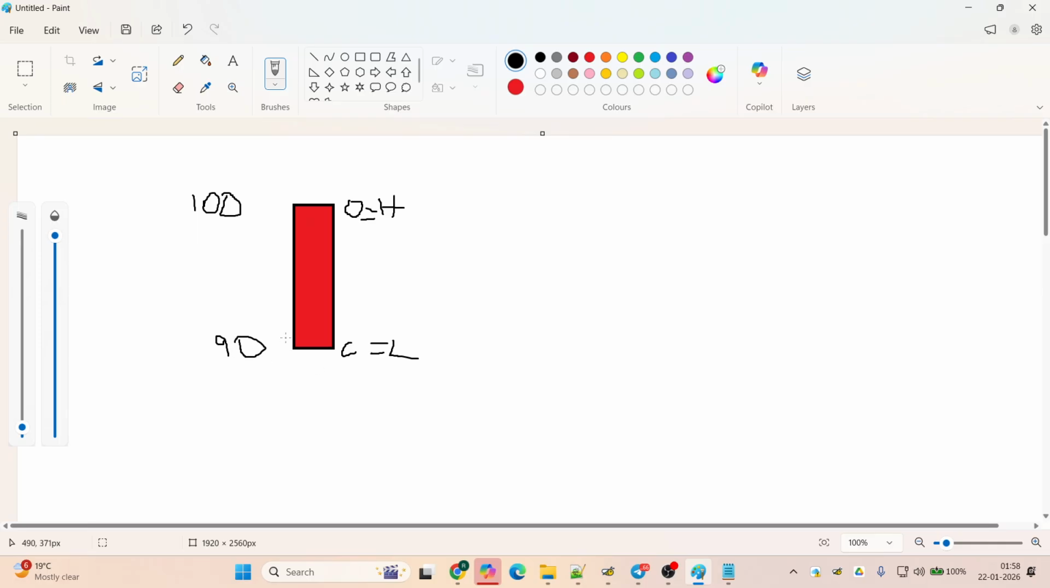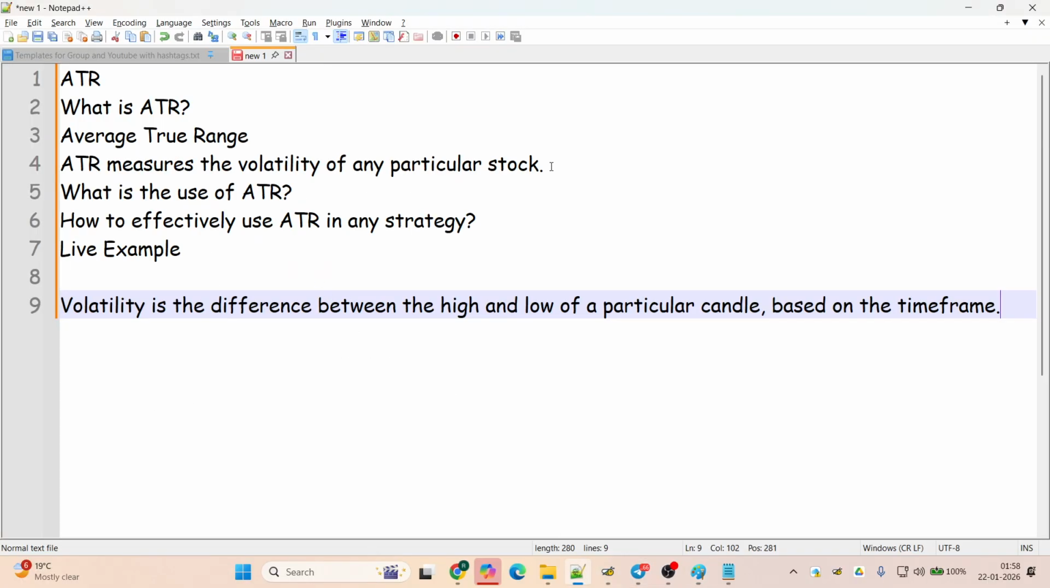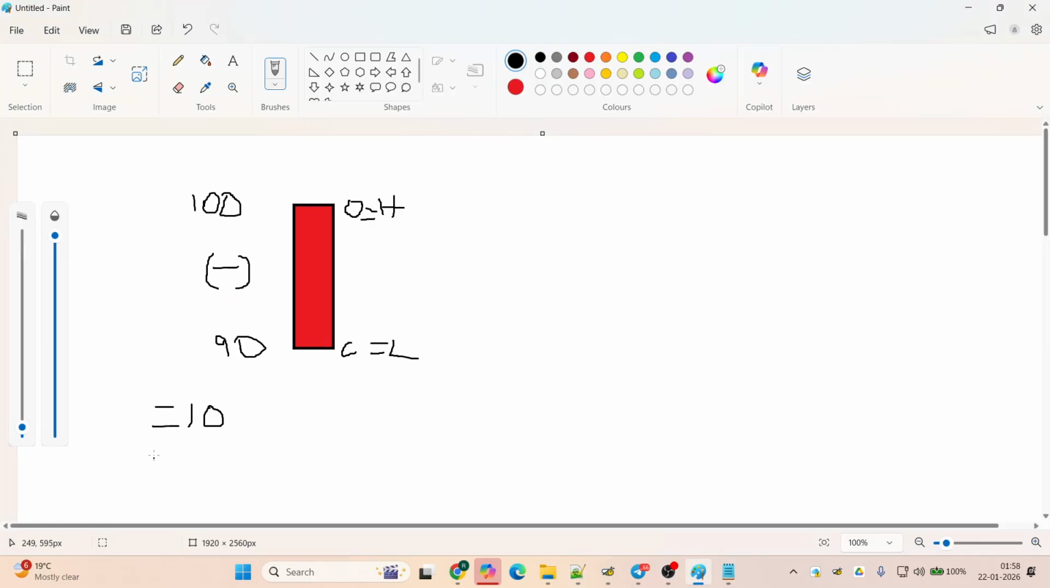Okay, so now what is ATR? ATR is nothing but the difference between the high and the low price, which is 10. That's it, guys. Very simple concept. Okay, so now let us go here. So this 10 that we saw here, what is this? This is the volatility of this stock.